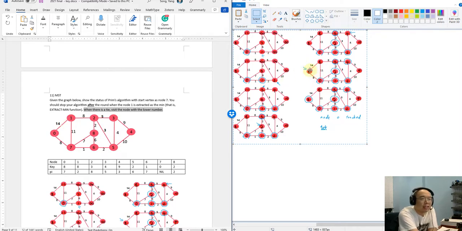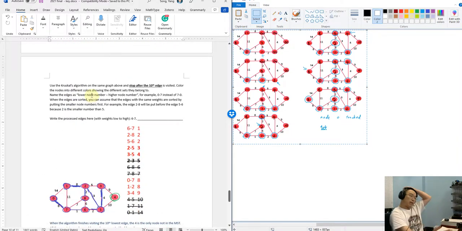So we extract this 8, and then from this 8 to this 8, we have a 14. This 14 is higher than 8, so nothing to be extracted. And then we are going to finally extract this value. After extracting this, we find there's nothing to change, so this is where we stop, because it says you want to stop after the round when node 1 is extracted as the min. So this is the stop point. Okay, so we extract this node, and then we extract this node, and here is where we stop.